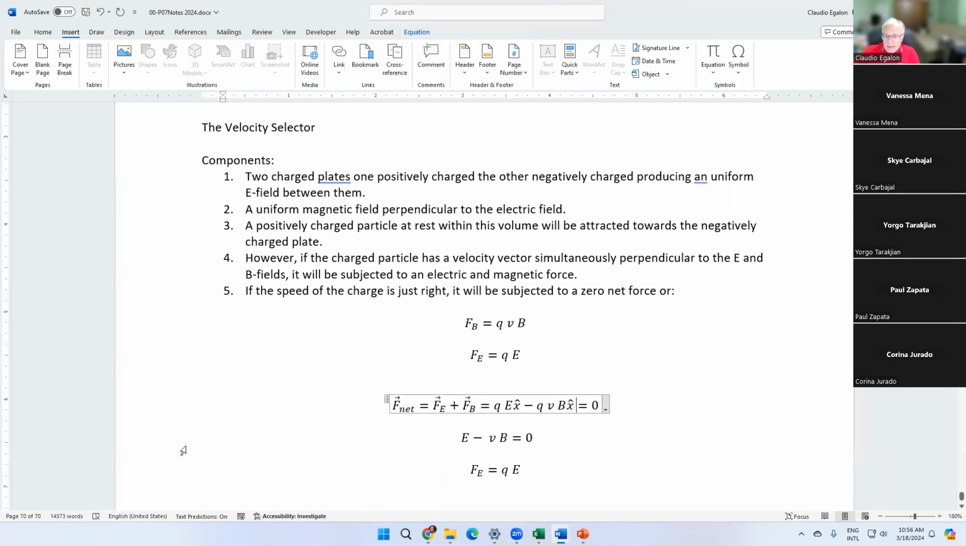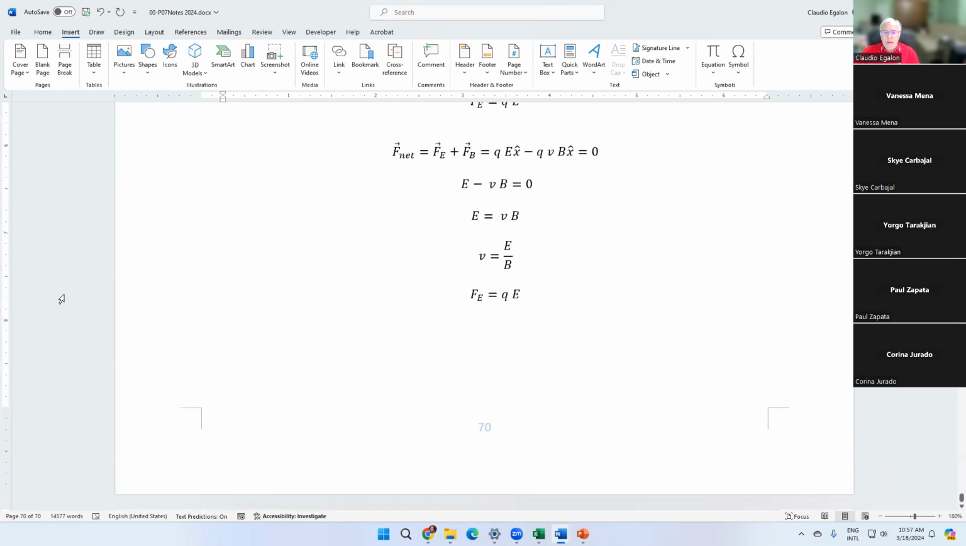So in order to have a net force equal to 0, the velocity of the particle must be the following: E divided by B. Okay. So we can do that just by adjusting the electric field, right? By adjusting the amount of charges in the plate, and also by creating a magnetic field that will give rise to the net force equal to 0 for this charged particle.